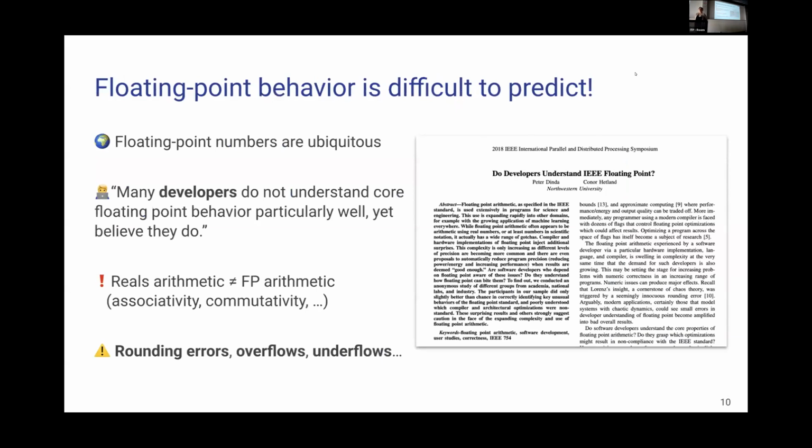I hope I convinced you that floating point behavior is difficult to predict in general. And nevertheless, floating point numbers are ubiquitous, they're everywhere, everyone is using them. Not that recent, but in 2018, this study came out: do developers understand IEEE floating point? Well, you'll be surprised, but many developers do not understand core floating point behavior particularly well, and yet they believe they do. Of course, it's not surprising, because we maybe have real arithmetic in mind, with all these nice properties like associativity and commutativity, but this does not hold when we are reasoning with finite precision representation. Here we can have rounding error, overflow, and underflow, etc.